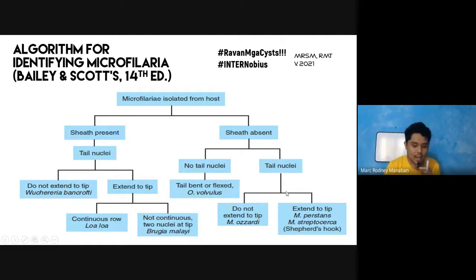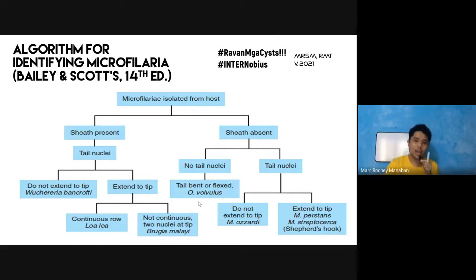And if there is a tail nuclei, if it does not extend to the tip pa rin, M. ozzardi, but if may extension sa tip, it could be possibly M. streptocerca or M. perstans. But always take note that M. streptocerca, shepherd's crook appearance yun iyahang tail. Alright? And the tail of your O volvulus can be bent or flexed. That's why your O volvulus is also known as convoluted filaria. Kaya pwede siyang nakabent iyahang tail or flex.